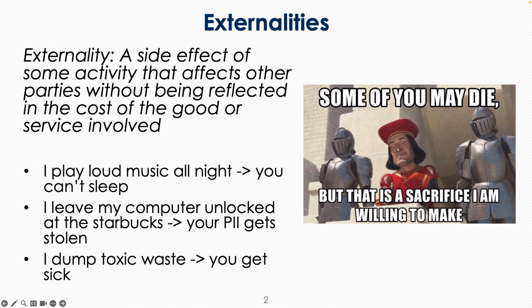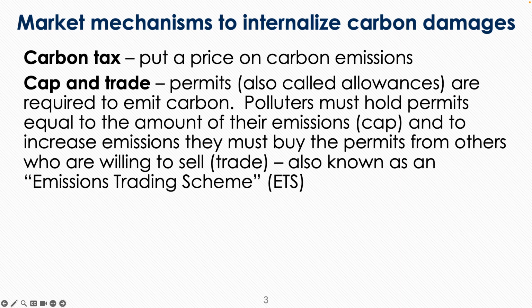So when I'm talking about adding this extra cost, there are two common mechanisms that we talk about to specifically internalize the costs associated with carbon damages. The first is a carbon tax. This is where we put some kind of price on carbon emissions, and so anytime someone emits carbon, they have to pay a little bit of extra money.